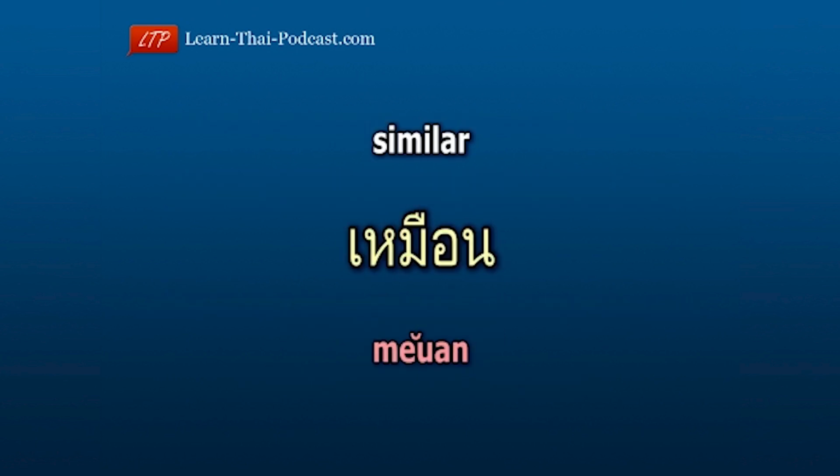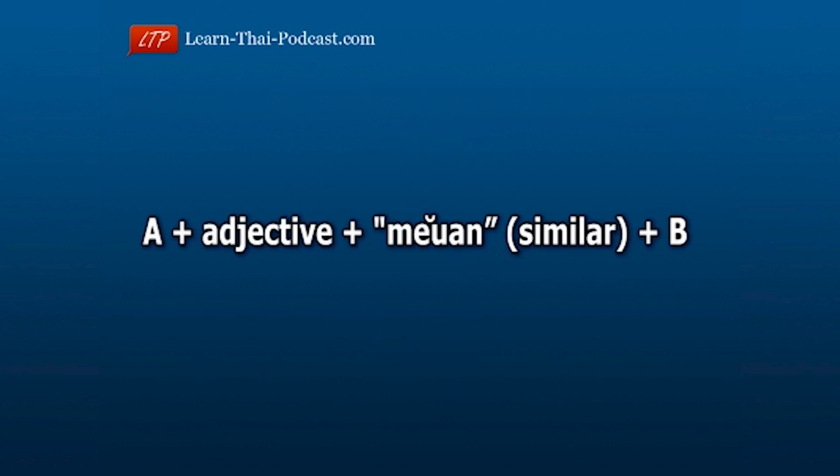Let's have a look at the word similar. As I said before, you can only use this for non-quantifiable adjectives, such as weird, sour, or sweet. The sentence structure is first thing you want to compare plus adjective plus the word for similar เหมือน plus the second thing you want to compare. Here's an example.